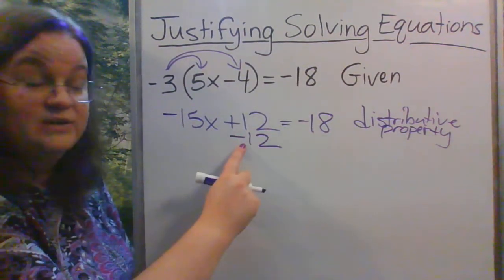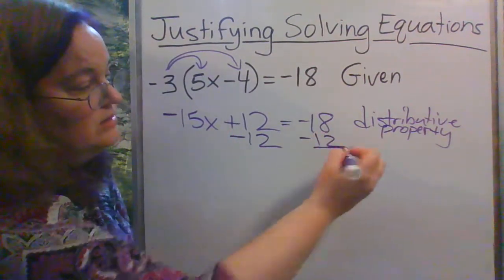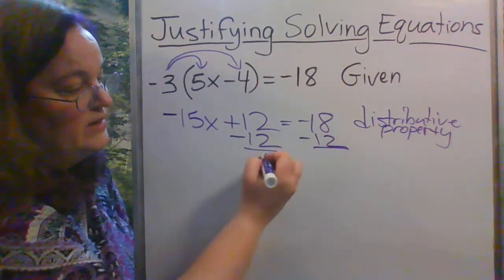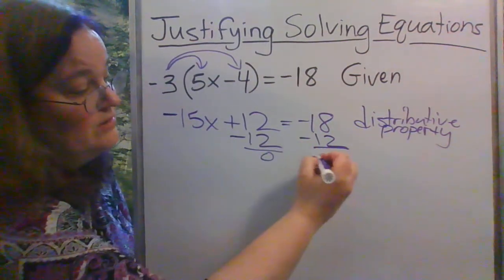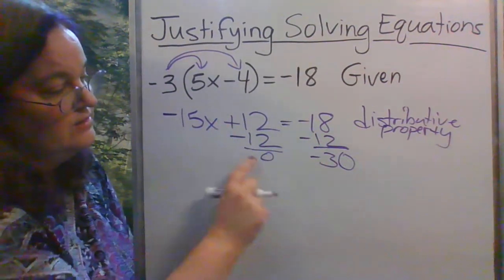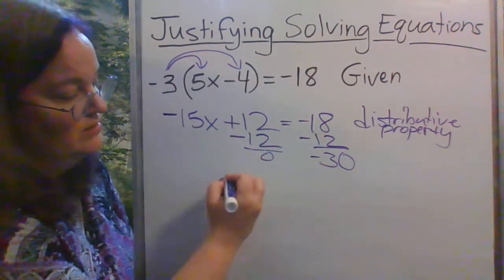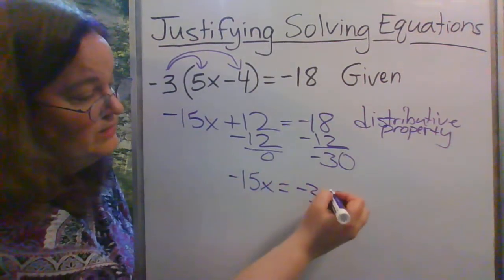Remember that if I do it on this side of the equation, to keep it balanced I subtract 12 over here. If I have 12, I spend 12, I have no money. If I borrow $18 and then borrow another 12, I now owe you 30. So I'm left with -30 here. I've gotten rid of the 12, so I'm left with -15x on this side equals -30.